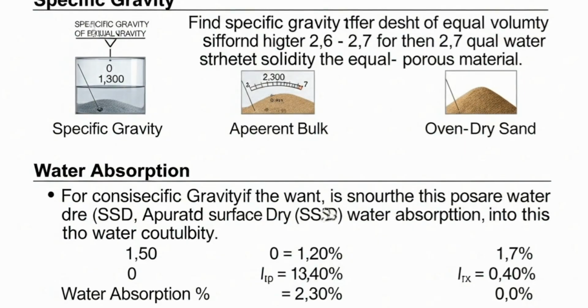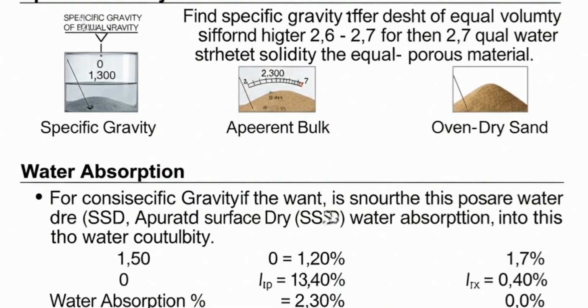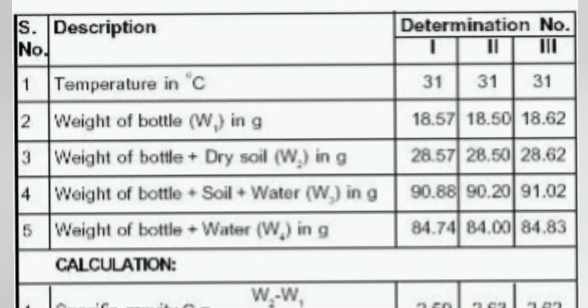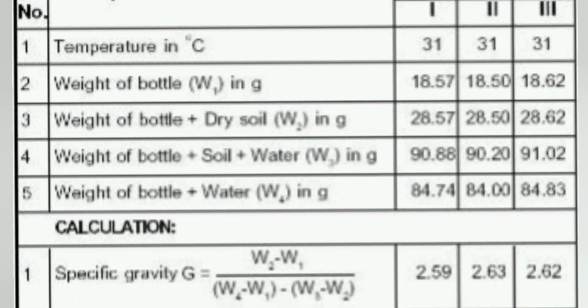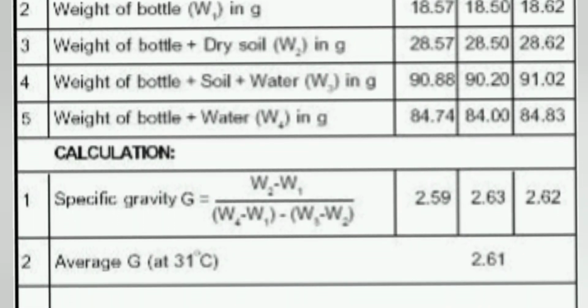Specific gravity is the ratio of the weight of the aggregate to the weight of an equal volume of water. It indicates the density and solidity of the sand particles. A higher specific gravity, often around 2.6 to 2.7 for good quality sand, indicates a strong, non-porous material.